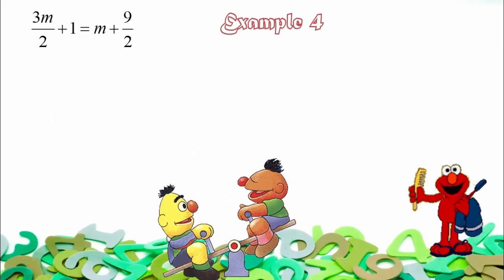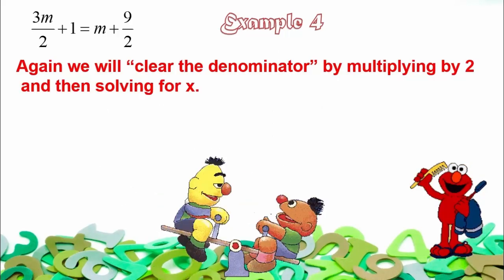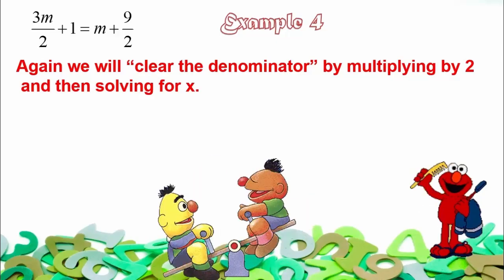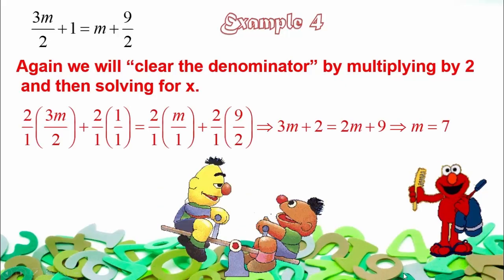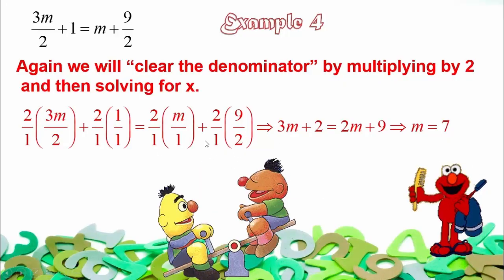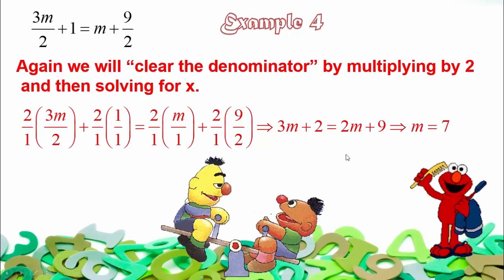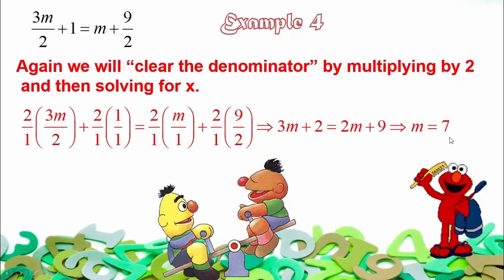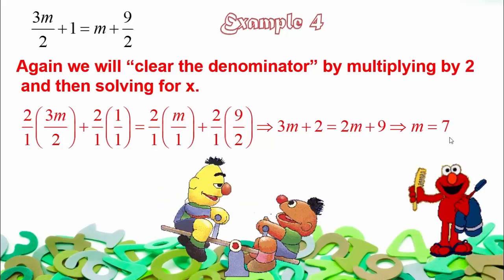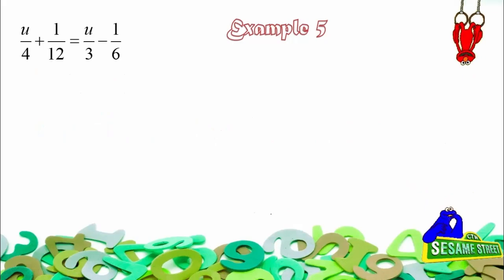In reviewing what we did on the whiteboard, again, I used the technique of clearing the denominator. Here, I multiplied by 2 and then solved for m. So here is what I did. I put 2 over 1, so it's clear how I do my cancellations, so that I made an algebraic equation, and I found that m was equal to 7. In example 5, I'm asked to solve for u in this particular equation. So let us go over to the whiteboard and see how we would do this.